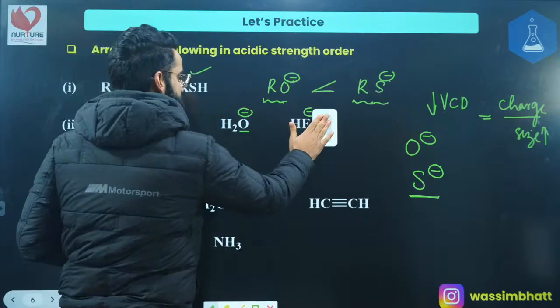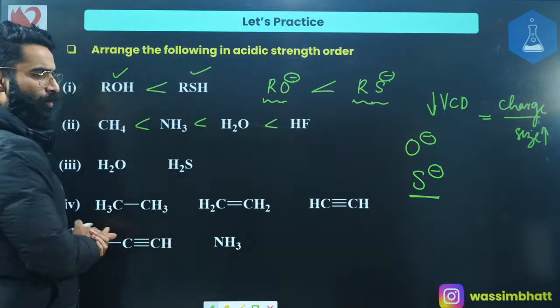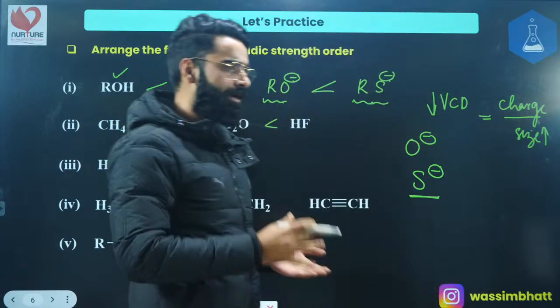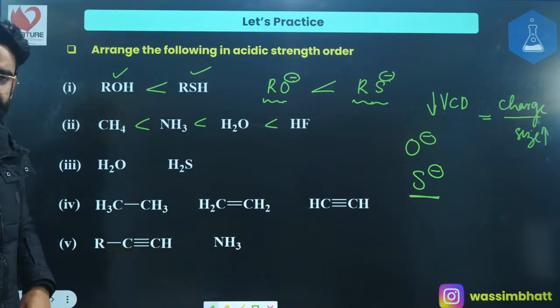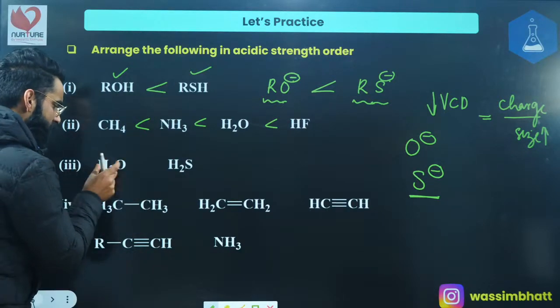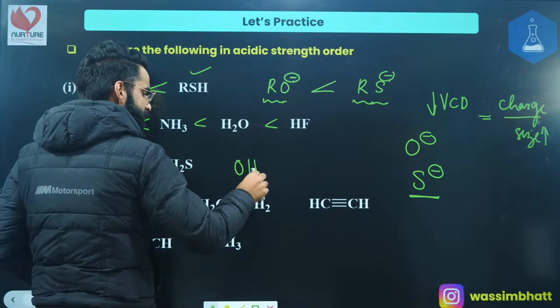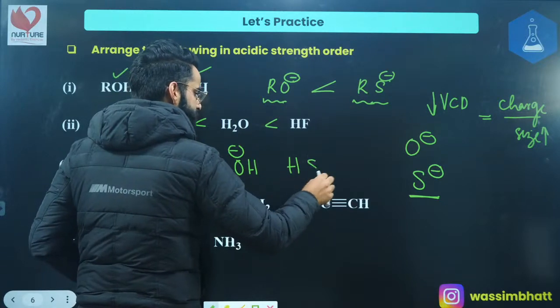If the conjugate base of HF is more stable, then definitely this is going to be the acidic strength order. Whatever is the order of the stability of the conjugate bases, the same is going to be the order of the acidic strength of these acids, right? Simple. Now we have H2O, H2S. Just make the conjugate base of water. Take H positive out, it's going to become OH negative, right? Similarly, take H positive out, it's going to become HS negative.